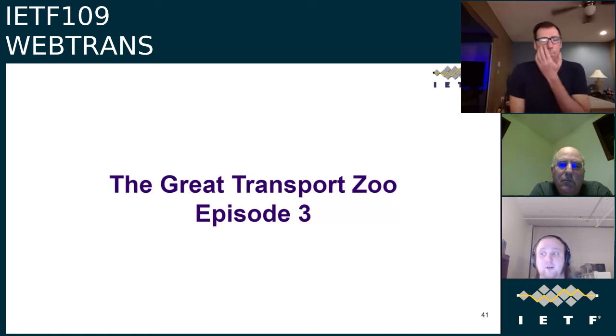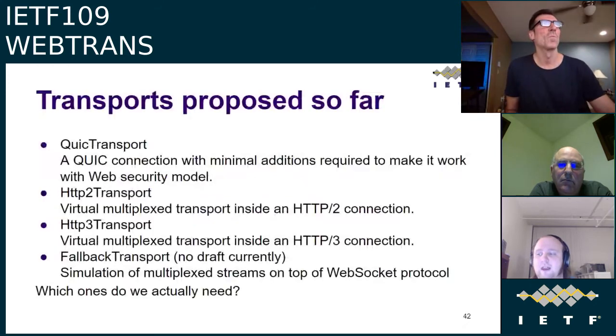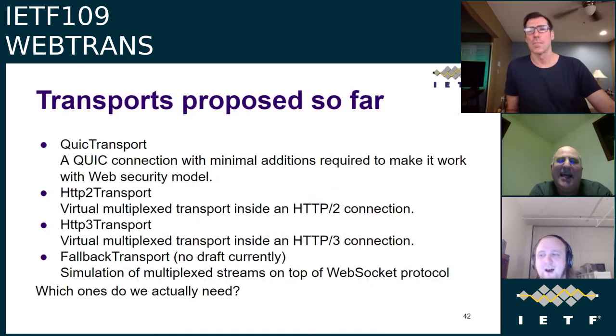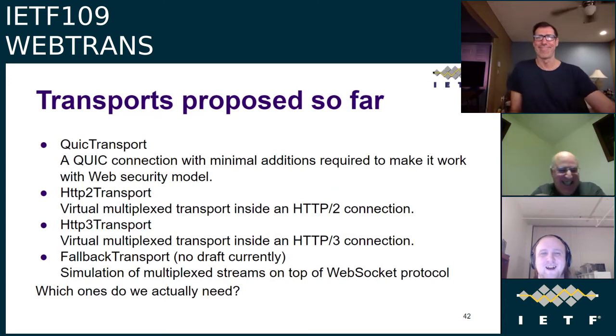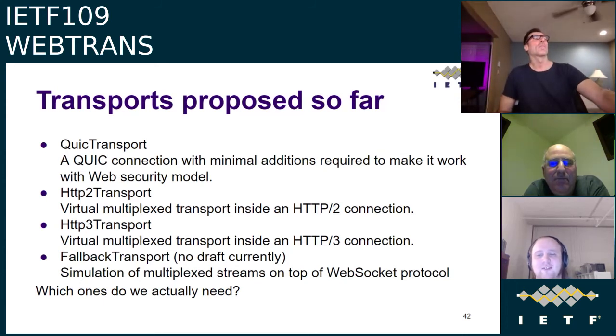Now let's get to the Great Transport Zoo. I regret to inform everyone here that we've been approved for a third season of this. The Great Transport Zoo is where we look at all of our transports and decide which ones we want and which ones we don't. There are four options, which means that there are 2 to the power of 4 variants. And we're largely arguing for three or four of them, I think, at this point.